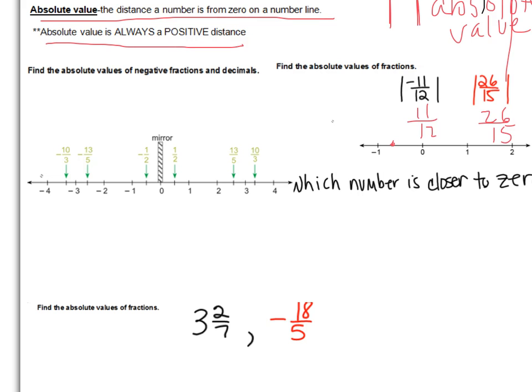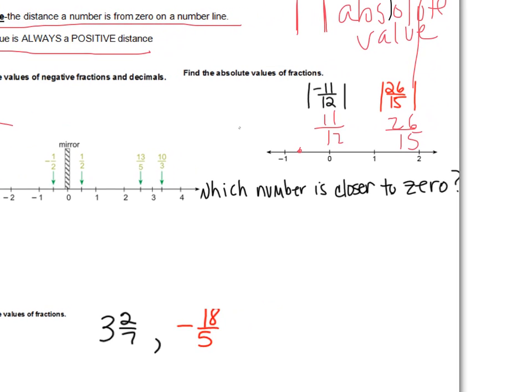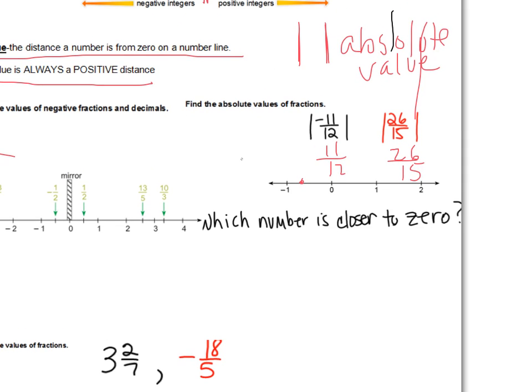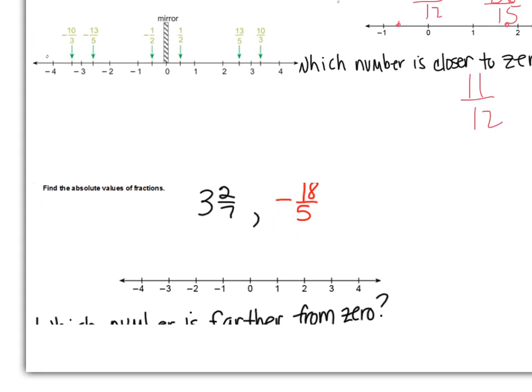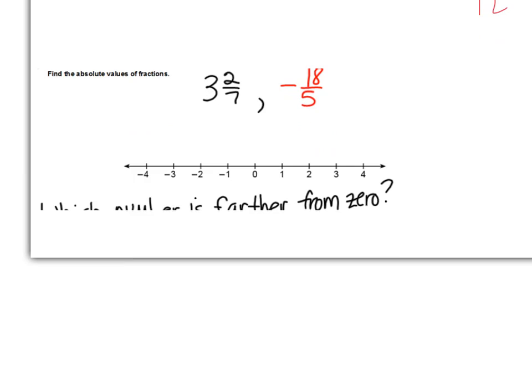And 26/15 is going to be 1 and 11/15, so that's going to be between 1 and 2, somewhere over here. So which number is closer to 0? 11/12 is closer to 0. Okay? And we're going to skip this one, and we're going to go on.